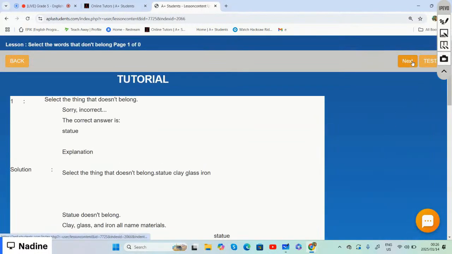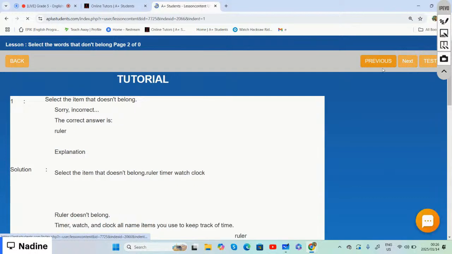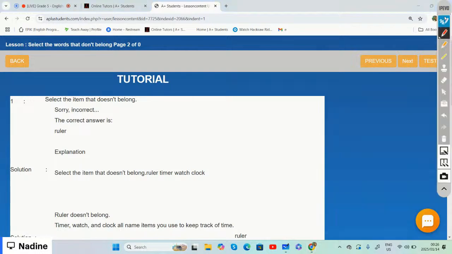All right, let's quickly go to our next one and then we're going to our test. We need to select the item that does not belong. We have a ruler, then we have timer, watch, and clock. What is the item that does not belong?